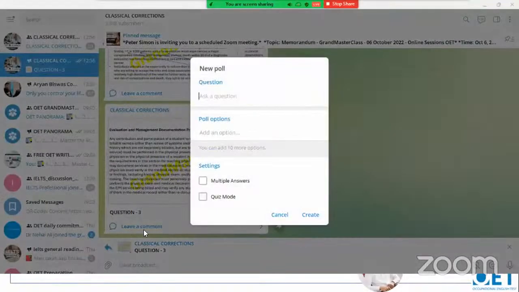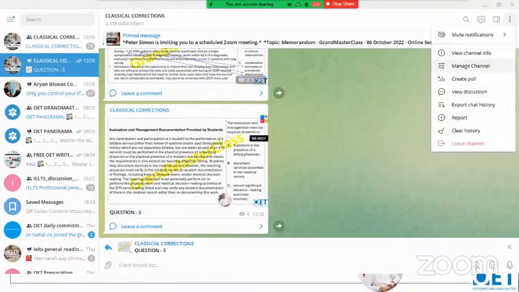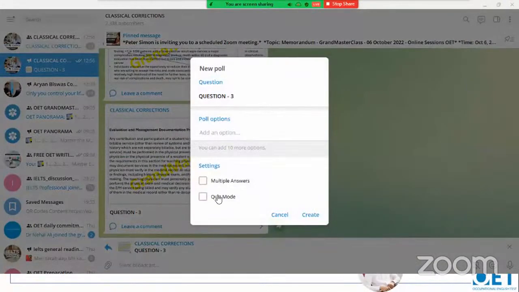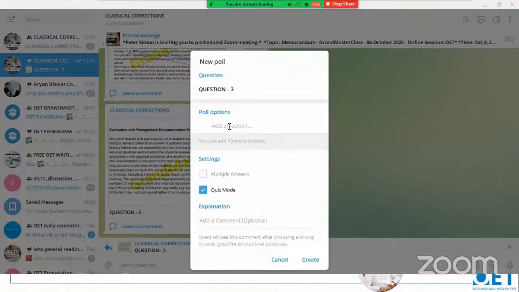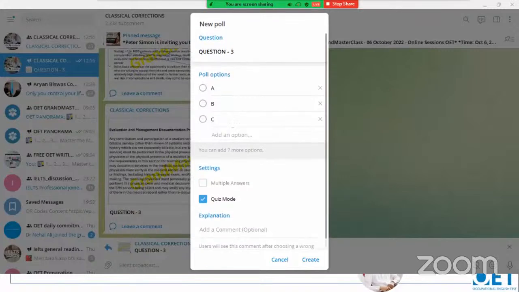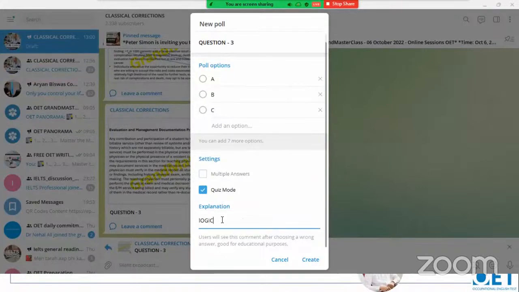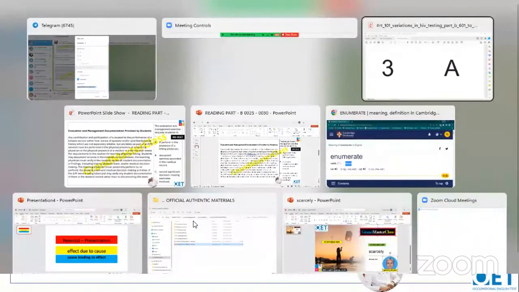So create poll. Quiz mode. A, B, C. Right. Logical reasoning approach. So the answer is A.